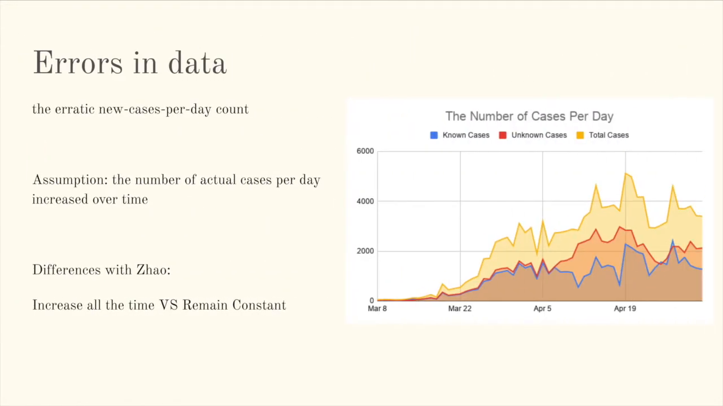Of course, there also exist some errors in my data, such as the erratic new case per day count, which may be caused by my assumption that the number of actual cases per day increases over time. However, there are many reasons which can affect the number of infections, as I mentioned before. Hence, the number of actual cases may fluctuate irregularly. Besides, I imitated John's method, but his condition is different from mine. The period he chose had no new cases of COVID-19, but in my situation, the number of new cases in California is still increasing all the time. Hence, the range of errors may be larger.